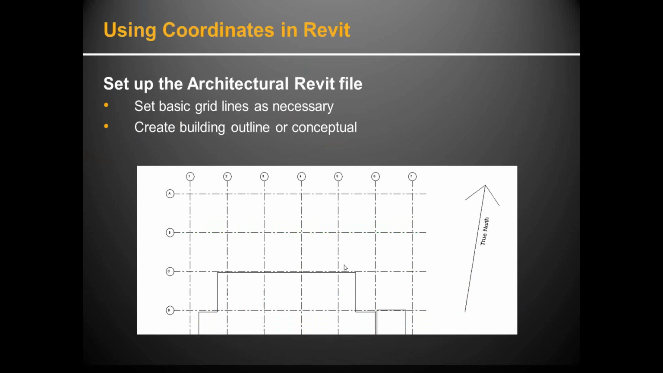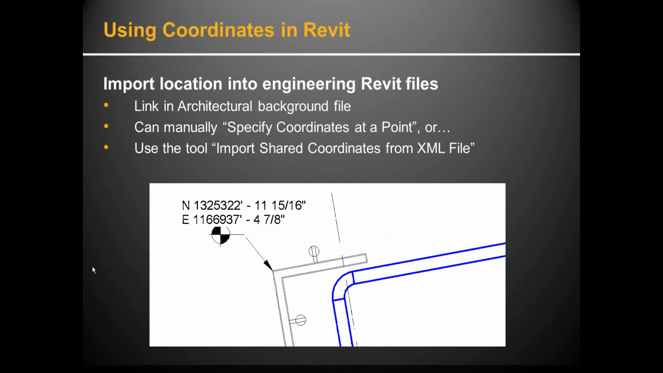So we've set up the architectural file. Brian's got that set up in Revit. The next thing I'm going to do is import that location to my engineering files. There's a couple different ways I'm going to do that. First thing I'm going to do is link in the architectural background file, just like always. And then I'm actually going to use some of the same tools that Brian had.